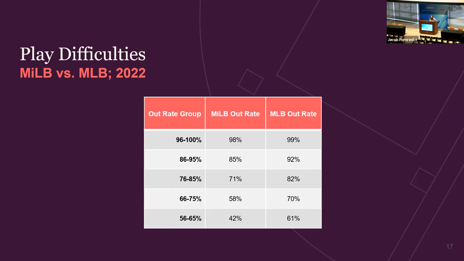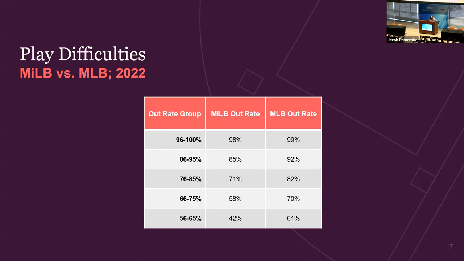And major leaguers make those plays on the whole about 92% of the time. And basically this trend follows as you go lower. So if we look at the 56 to 65% out rate group, you have plays that are more than likely to be caught in the major leagues, and they're suddenly less than likely to be caught in the minor leagues. And at almost a 20% difference, that's pretty significant.